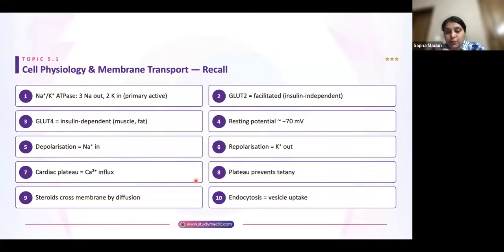Then, of course, the cardiac plateau is due to the L-type calcium channels, and in that the calcium will come in. The plateau is very important to prevent tetany and also to help the heart contract fully and eject its full fraction. Steroids cross the membrane by diffusion. They are lipid soluble. Endocytosis is vesicle uptake, and exocytosis is when the vesicle is let out. So these are important parts of cell physiology and membrane transport.